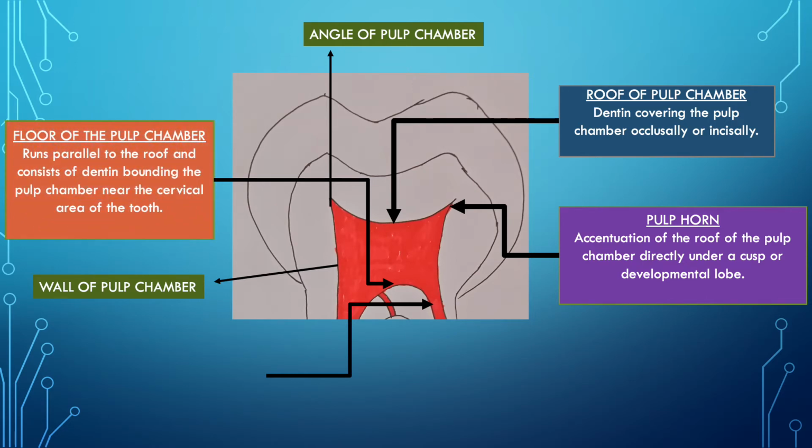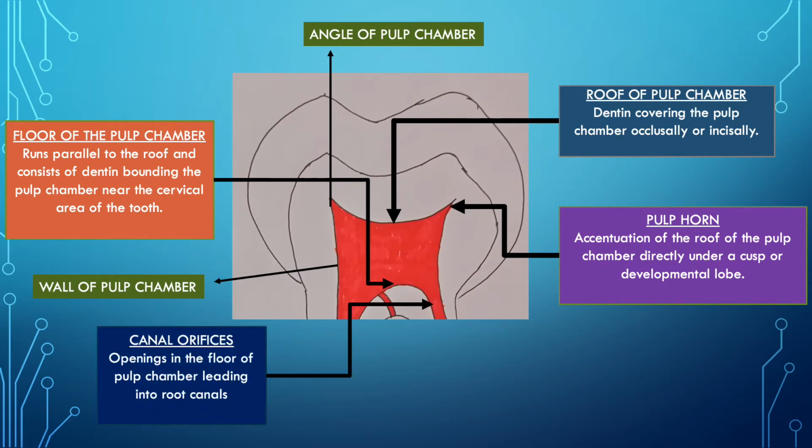Then there is the floor of the pulp chamber. The floor of the pulp chamber runs parallel to the roof and consists of dentin bounding the pulp chamber near the cervical area of the tooth. Then the fourth part is the canal orifices. These are found on the floor of the pulp chamber. These are openings leading into the rest of the root canal system. The canal orifices are not separate structures, but they are continuous with both the pulp chamber and the root canals.